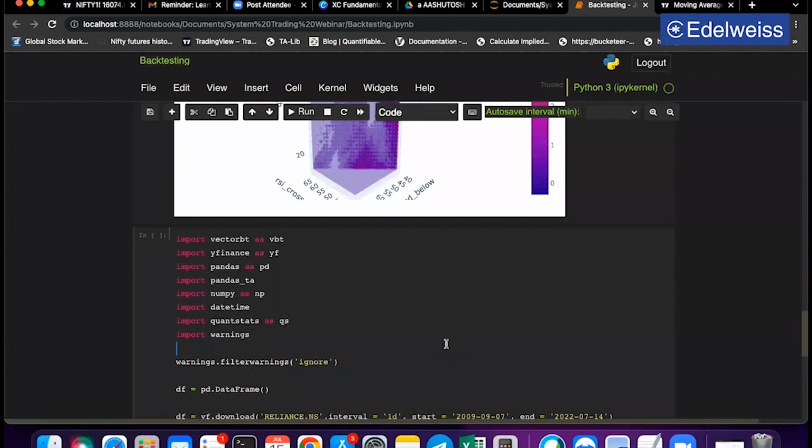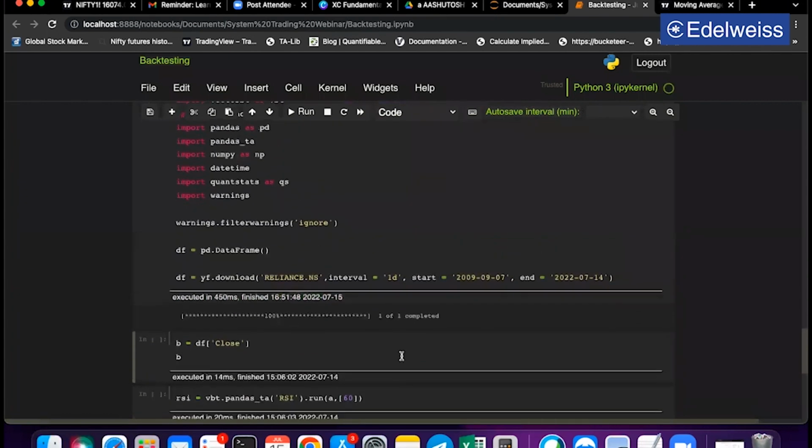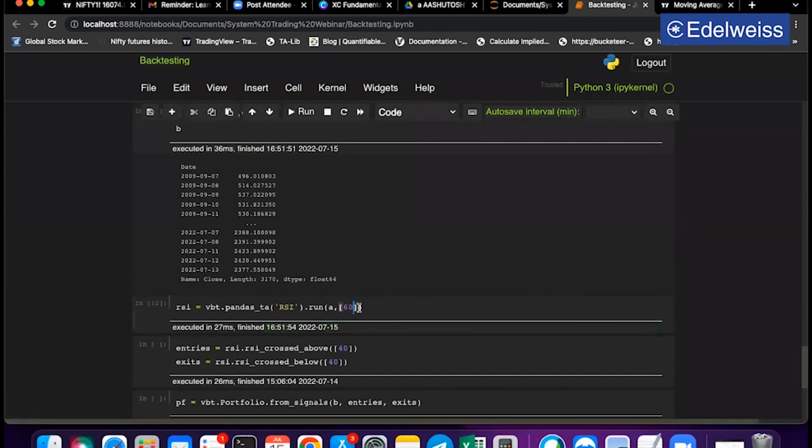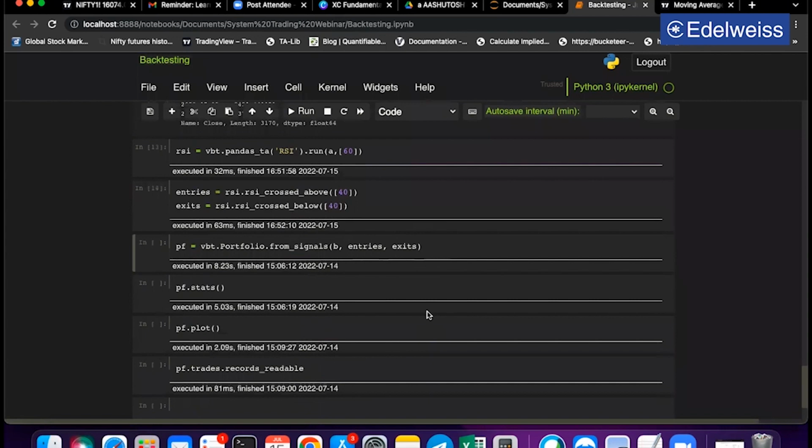तो let me just run the code again with our defined parameters. 60 पीरियड का RSI हम कंसिडर कर रहे हैं, और जब 60 पीरियड का RSI 40 के अबव क्रॉस करेगा then we'll go long, and whenever it crosses below 40 we'll exit our long position like I said earlier. So we'll backtest this. So let's check out the stats.